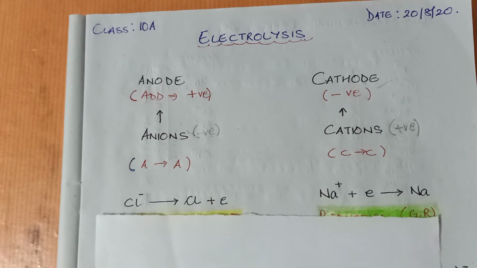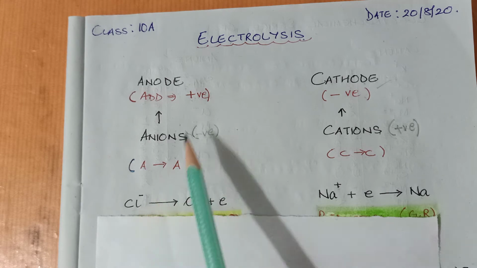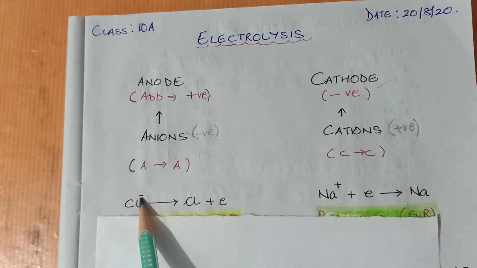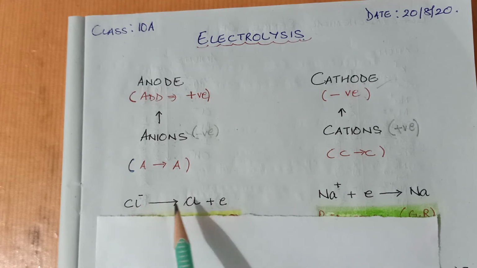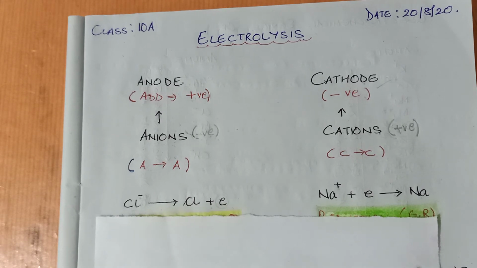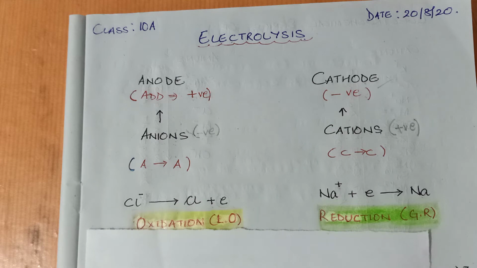Let us take an example over here. The anion, chloride ion, is a negatively charged ion, so it will move towards anode, and at the anode it will lose the extra electron which it is carrying as negative charge. So it will lose an electron. That lost electron is shown over here, and it will convert into a neutral chlorine atom, and this process is known as oxidation reaction. Why oxidation? Because oxidation is a reaction which involves loss of electron.